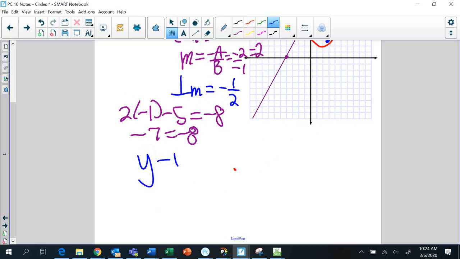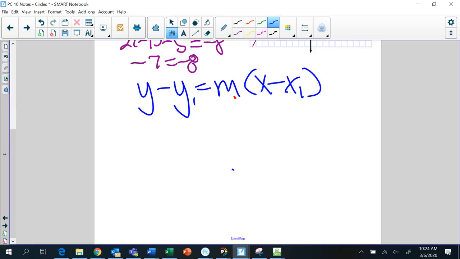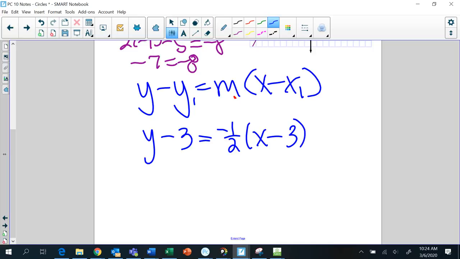Yep, y minus y1 equals m times x minus x1. This is a good reminder because we are going to have lines in this chapter too. So good to go over this. So if I do y minus y1, I know that it passes through (3, 0), and we know that our slope is negative 1/2, x minus 3. So y minus 3 equals negative 1/2 x plus 3/2. Add 6/2.